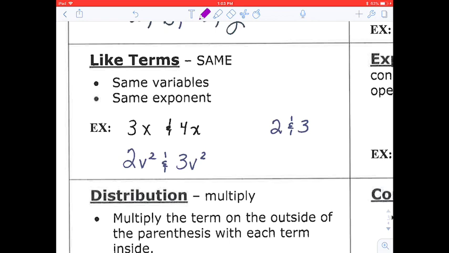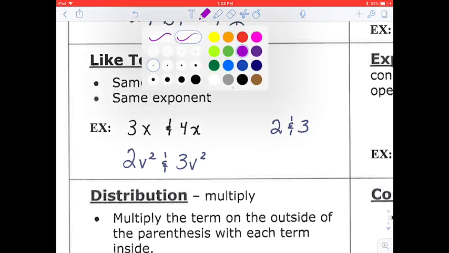Like terms are terms that are the same, not necessarily the same coefficient, but the same variable with the same exponents. So if I see 3x and 4x, those are like terms, even though the first number is different, because they both have an x. If I see 2v squared and 3v squared, those are like terms because they both have a v, and both of the v's are squared. If I see 2 and 3, those are like terms because neither one has any variables or any exponents.